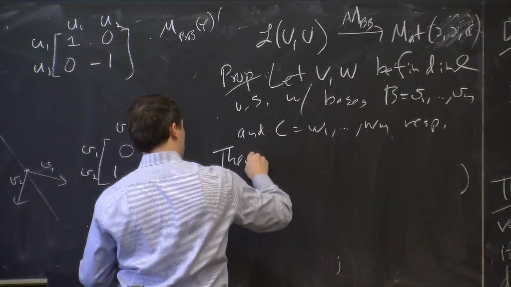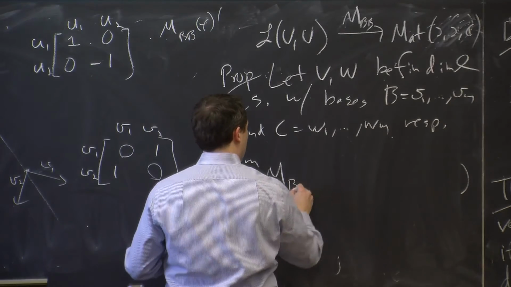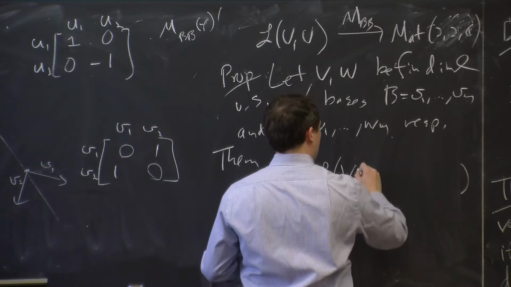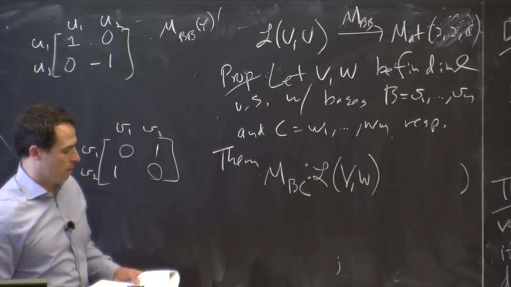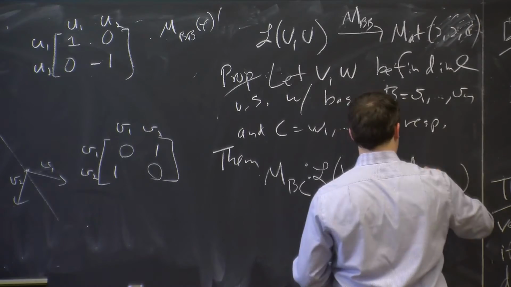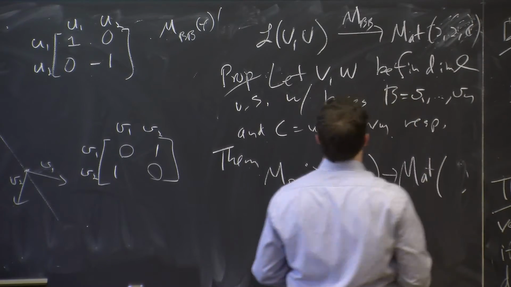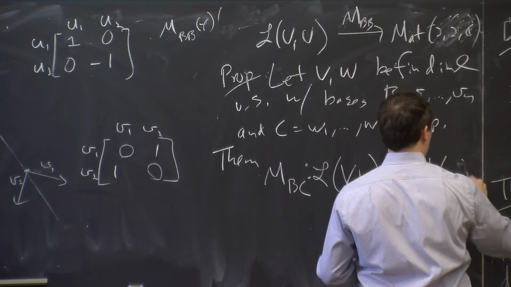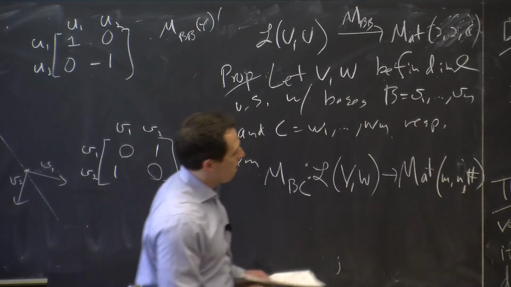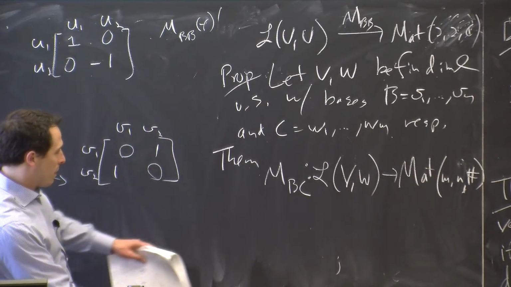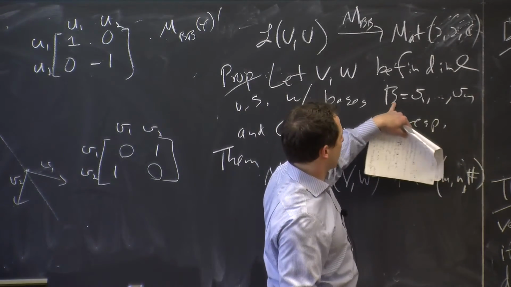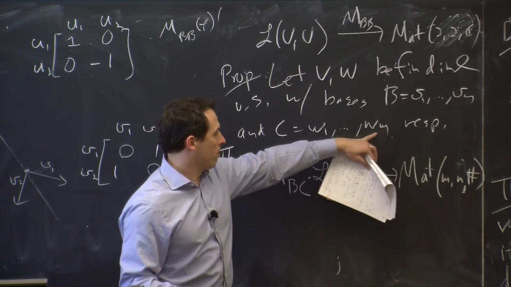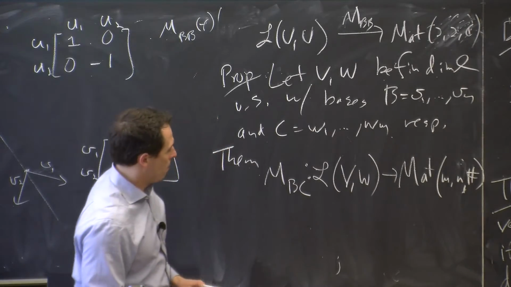Then this map, assign a matrix, which goes from the space of linear transformations from V to W to the space of matrices. Now these matrices are going to be m by n, m rows and n columns, because the input space has n vectors. The input space is spanned by v1 up to vn, and the output space has m vectors spanned by w1 up to wm.